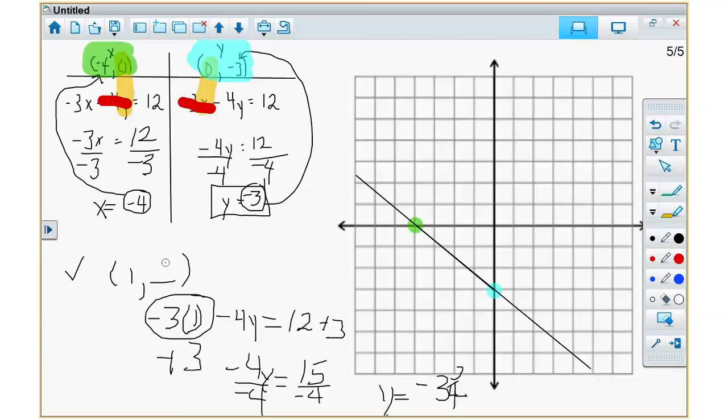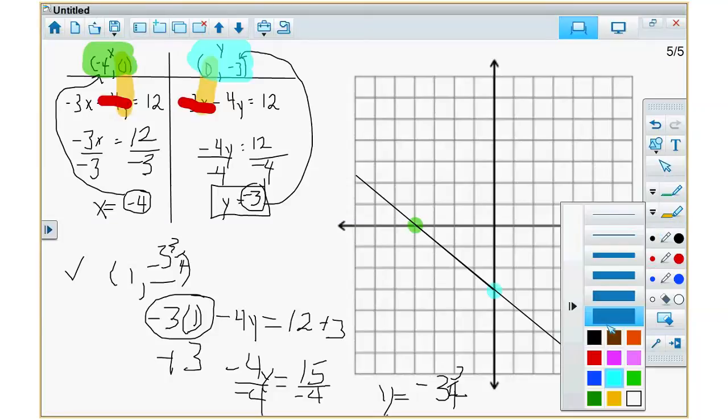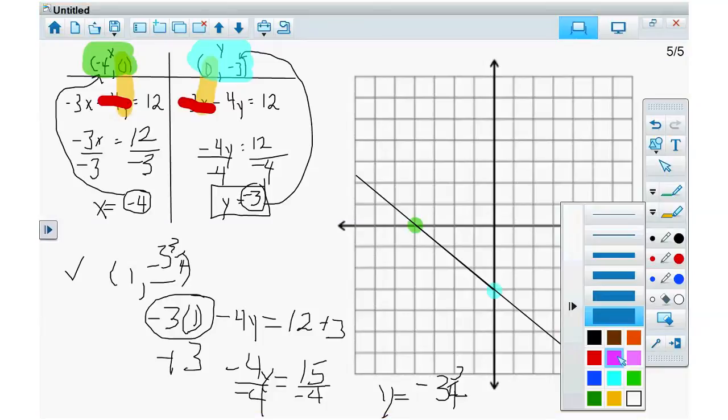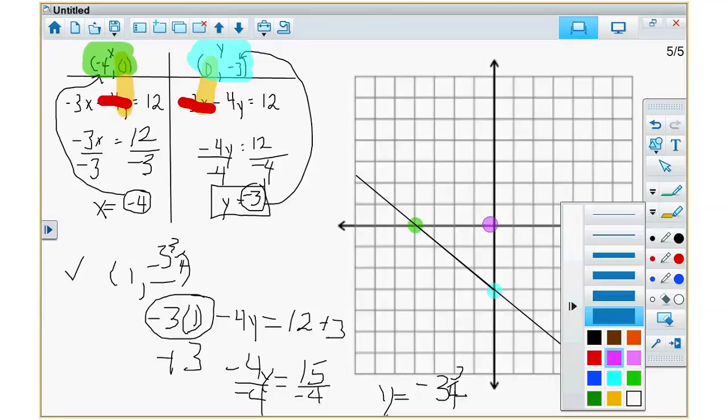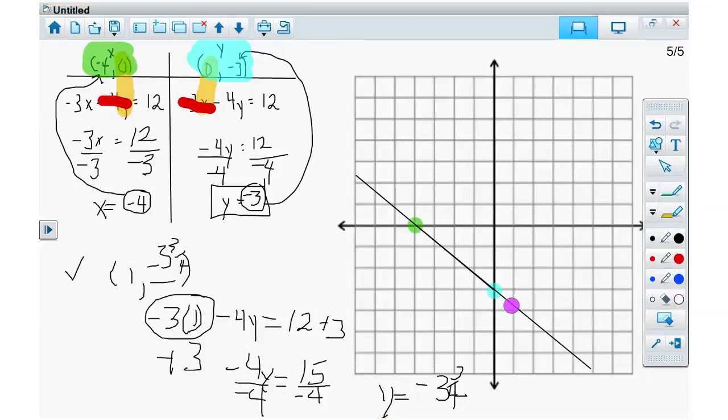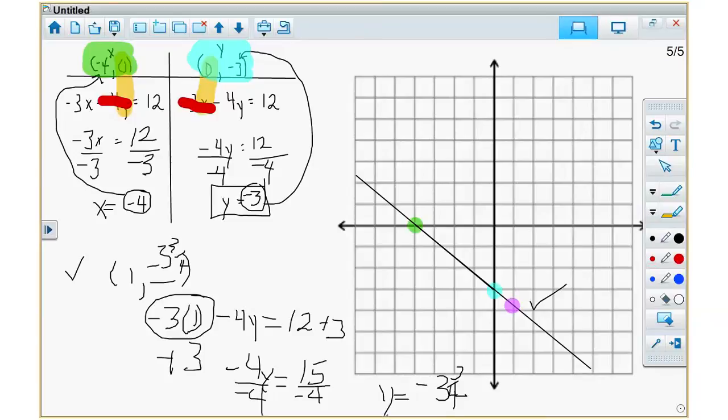And that negative 3 and 3/4 goes right here. So what do you do after you find out that your checkpoint is 1 and negative 3 and 3/4? You plot it. Let's take our handy dandy highlighter and make this magenta. That will be positive 1, 1, 2, 3, and about 3/4. Look at there. What did we hit? We hit it. So that checks it.